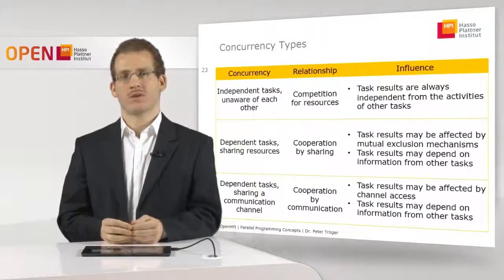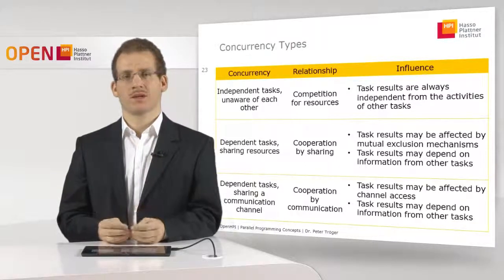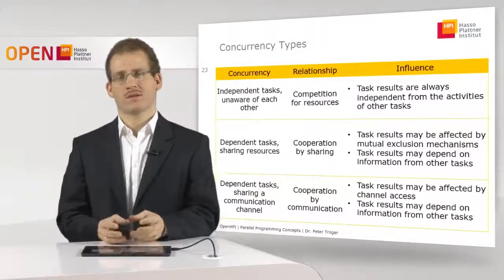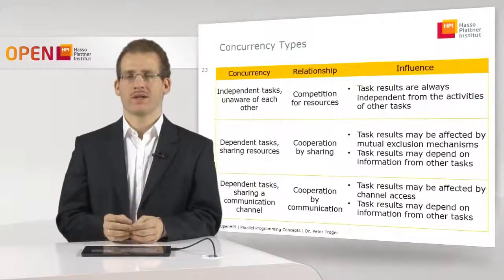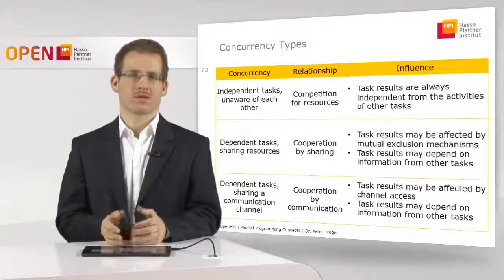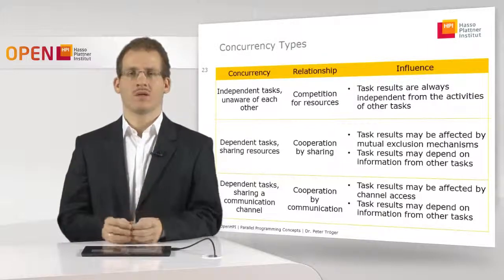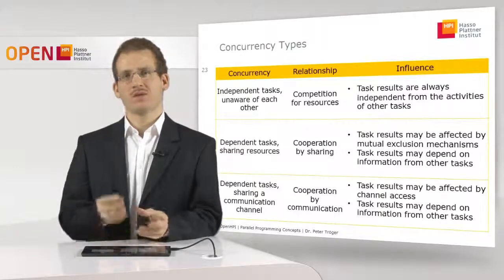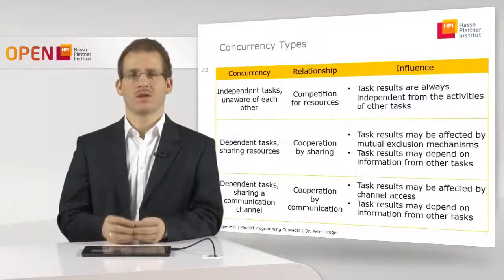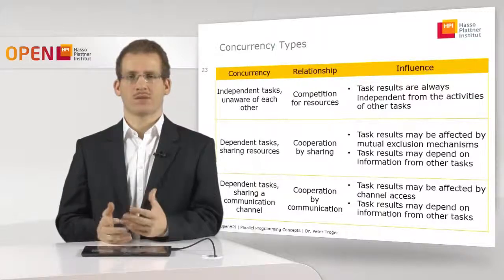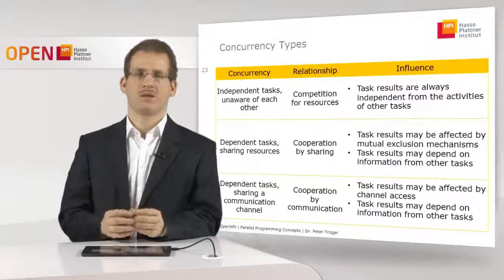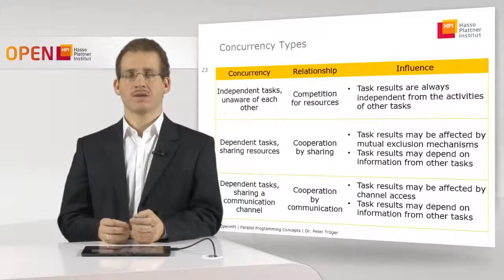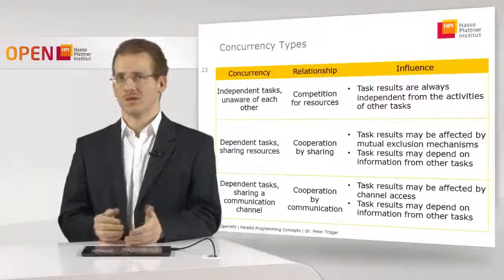The second class of concurrent applications are the ones where you have dependent tasks. So you have different concurrent activities defined in one application, and they're sharing resources, for example, variables, memory, operating system handles. And they do this in a collaborative fashion. So they know each other, they know that they try to achieve some better performance, for example, throughput, as with the server example, by sharing the computational resource. And this needs mutual exclusion mechanisms.